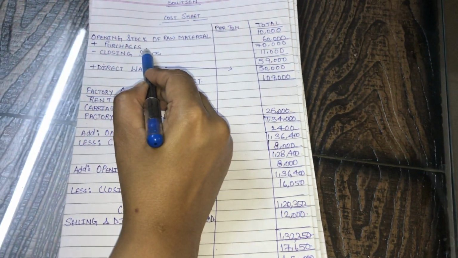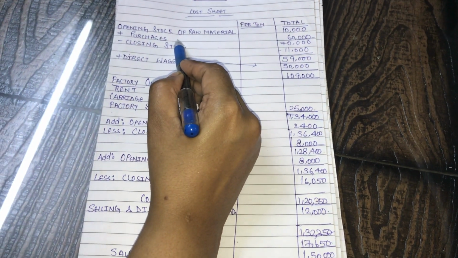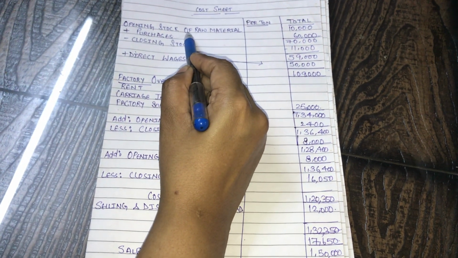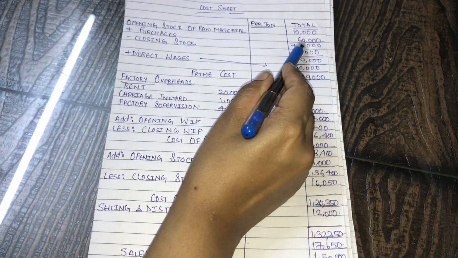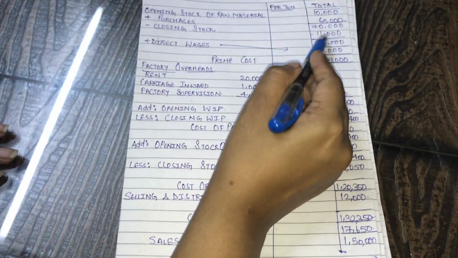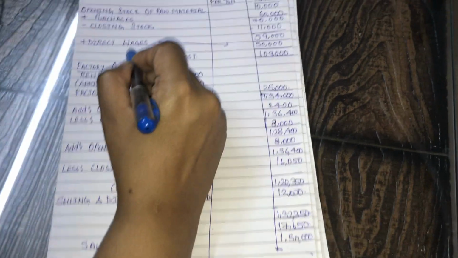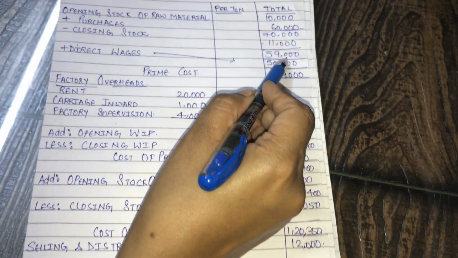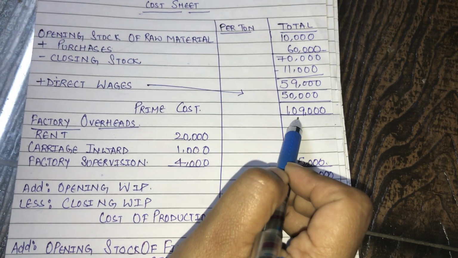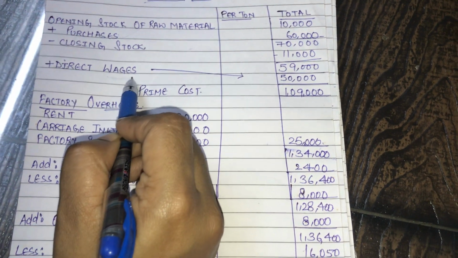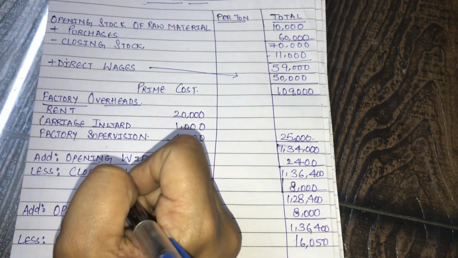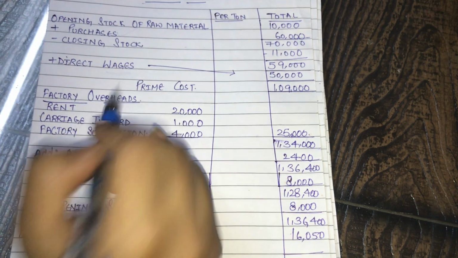We add purchases in that. If purchases is given in the question, that means it's a purchase of raw material, and raw material comes in direct expenses. So we add this, that is 70,000, less closing stock minus 11,000, plus direct wages, that is 50,000. The prime cost comes to 1,09,000. If wages come, that comes in direct cost. If salary comes, that comes in indirect cost. Basically it comes in factory overheads.